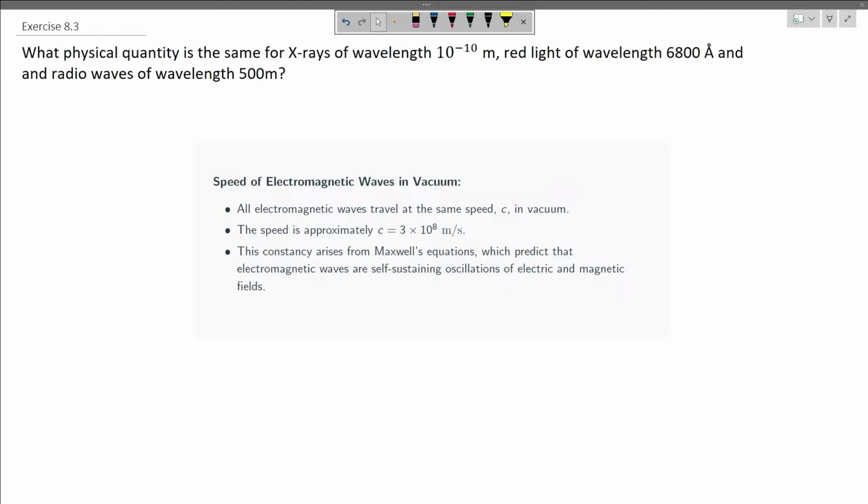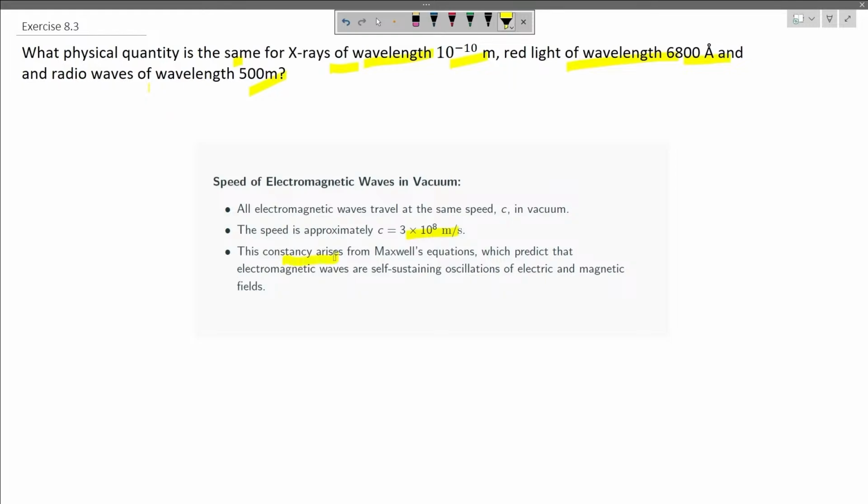The question is saying that what physical quantity is same for X-rays of wavelength 10 to the power minus 10 meter, red light of wavelength 6800 angstrom, and radio waves of wavelength 500 meter. So basically it is saying that what quantity is same for all these electromagnetic radiations. Electromagnetic radiations have the same speed, because they all travel with the same speed of approximately 3 into 10 to the power 8 meter per second.